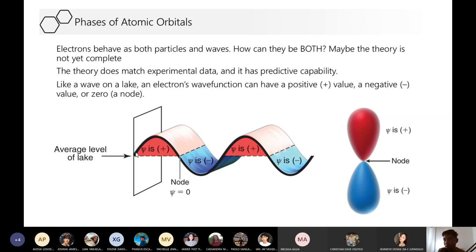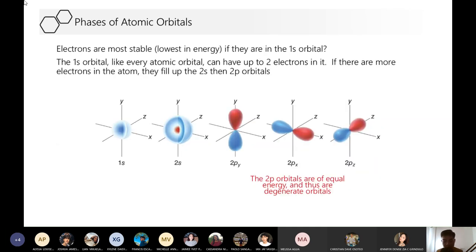So our electrons can either be positive in wave or negative in wave, no? So we have the red sphere and the blue sphere, no? Yung mga naka-upward sila yung mga positive waves ng electron, yung mga naka-downward sila yung negative waves ng electron, no? Okay? So ganun.